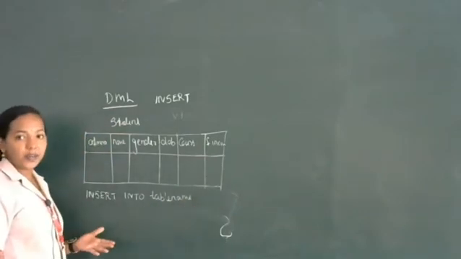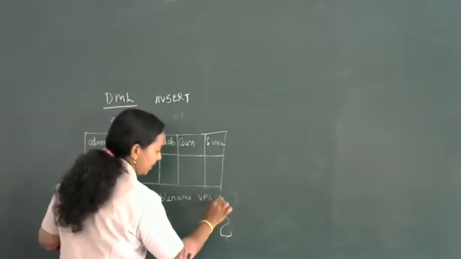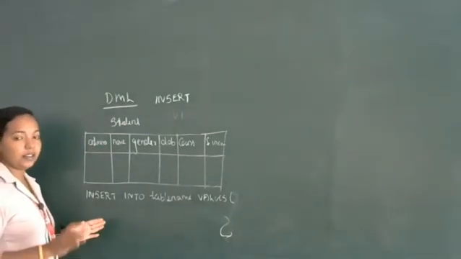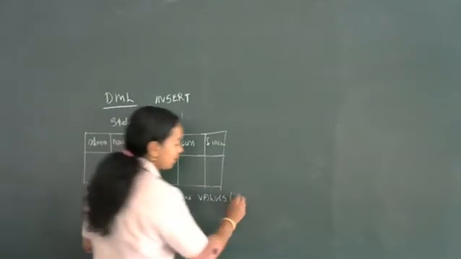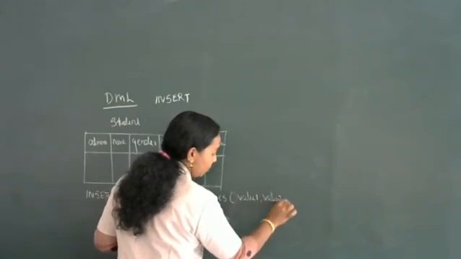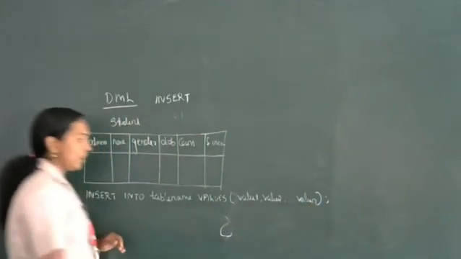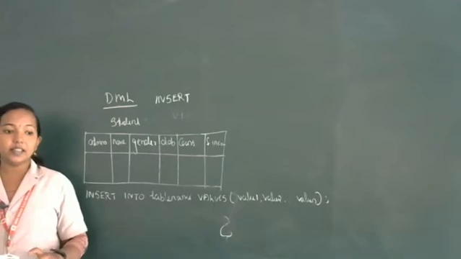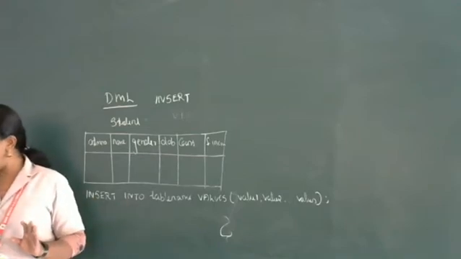Then what we are going to insert? Values. Values in capital letters, because the text that I have written in capital letters are all keywords. Then next, value 1, value 2 up to value n, close the parenthesis, semicolon. Like that, any number of values we can insert inside the table.